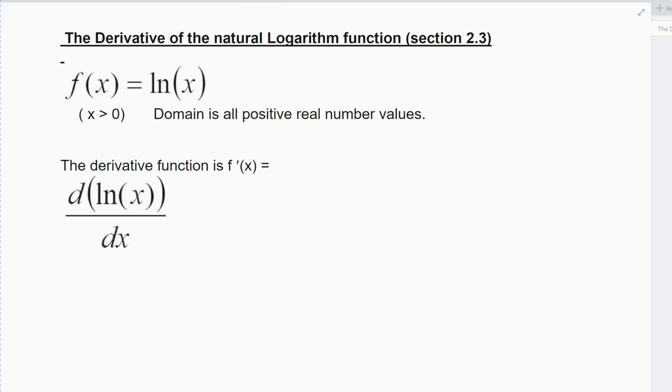You can find derivatives of other logs, log base 10, log base 2, but those are actually more difficult, and we don't do them in this class. We only look at the natural log because it's the easiest derivative, and it's the one that occurs most often in applications. We can always convert to it.